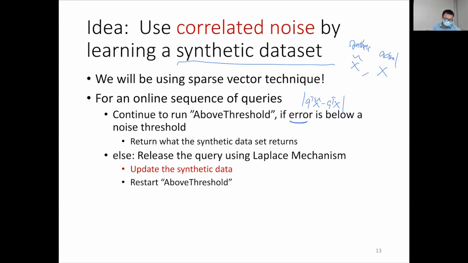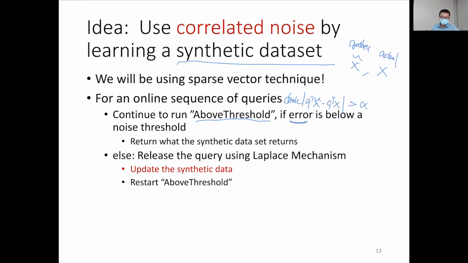So I can apply the above threshold method to this query to check whether this error is larger than, say, alpha. If it is larger than alpha, then I know my synthetic data is not accurate, and I'll just go to my actual data and output an answer from the actual data using the Laplace mechanism.